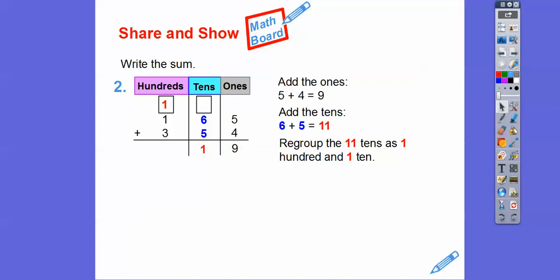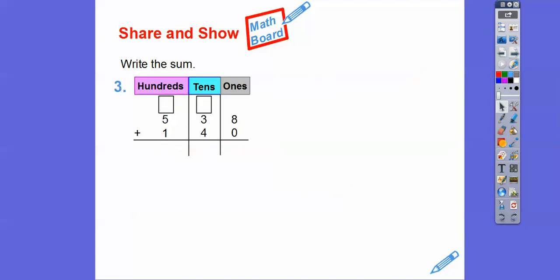Now we can add the hundreds column. So we're going to add 1 plus 3 plus 1. Sorry, 1 plus 3 plus 1 is going to get us 5 right there. So 519. All right, let's try one more.